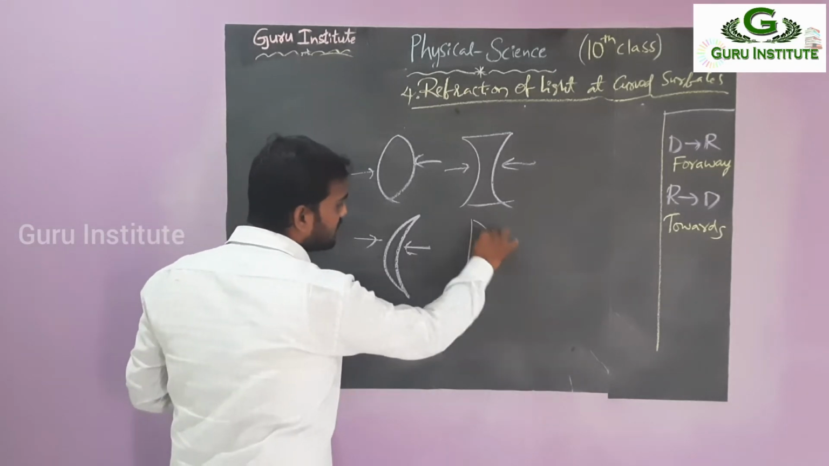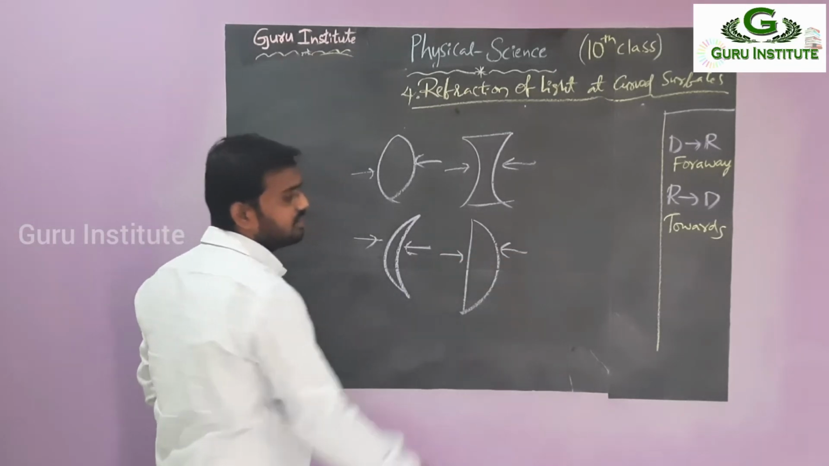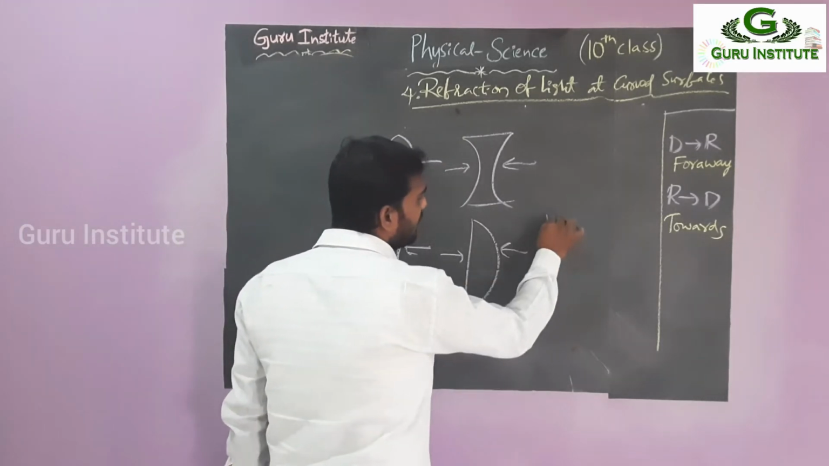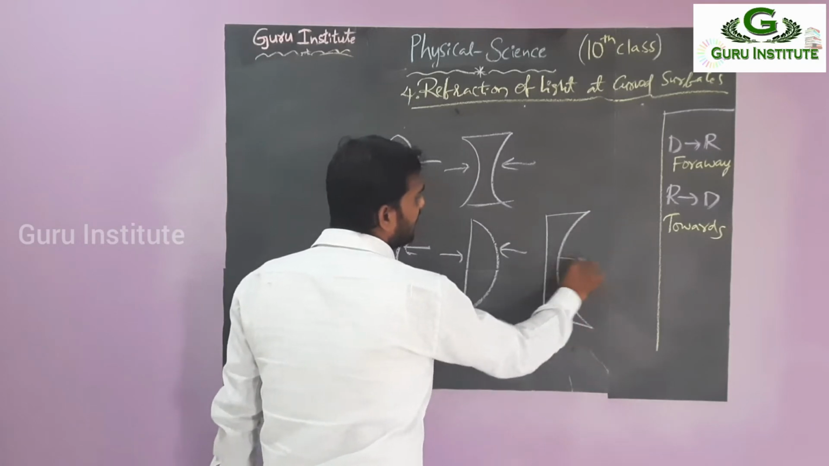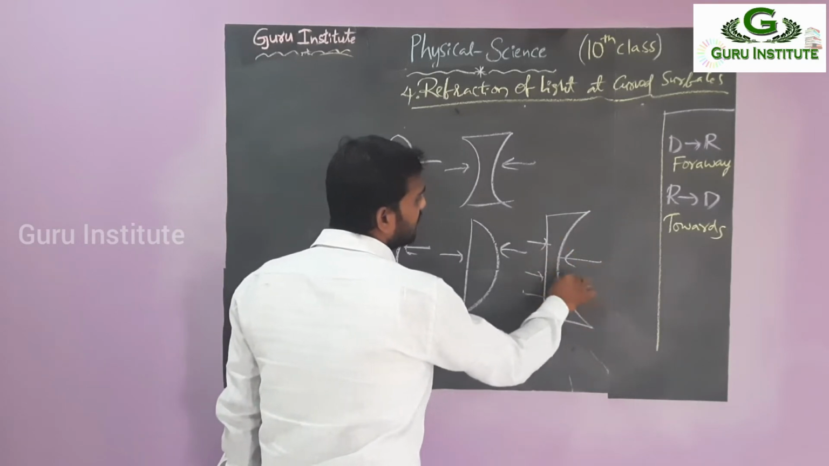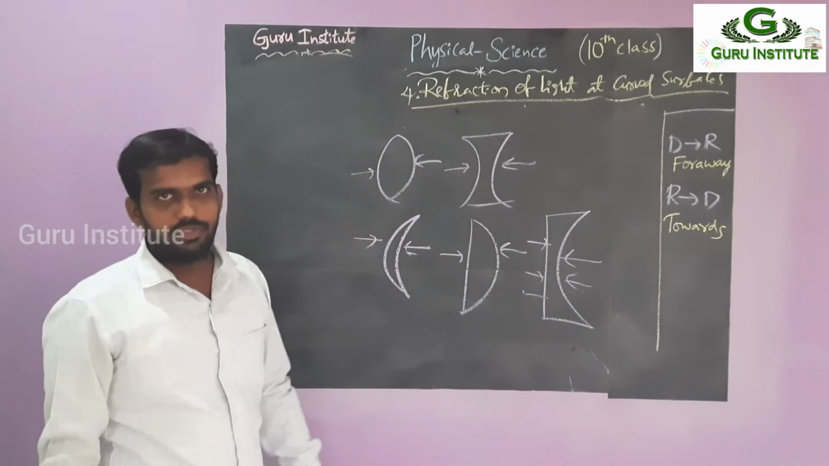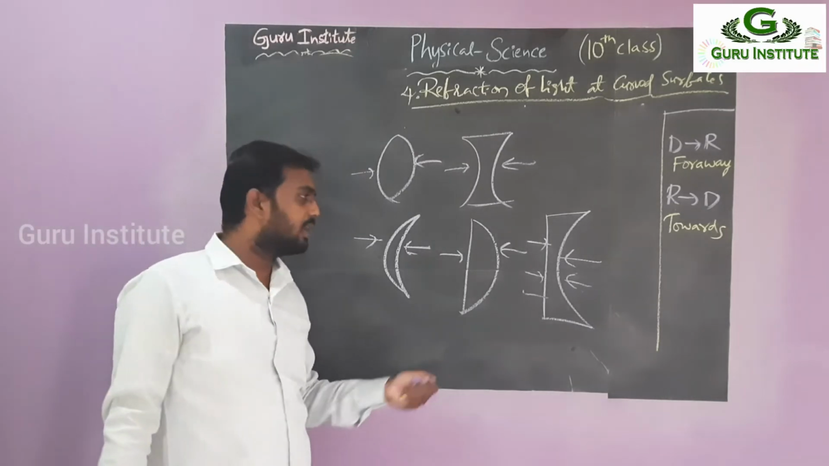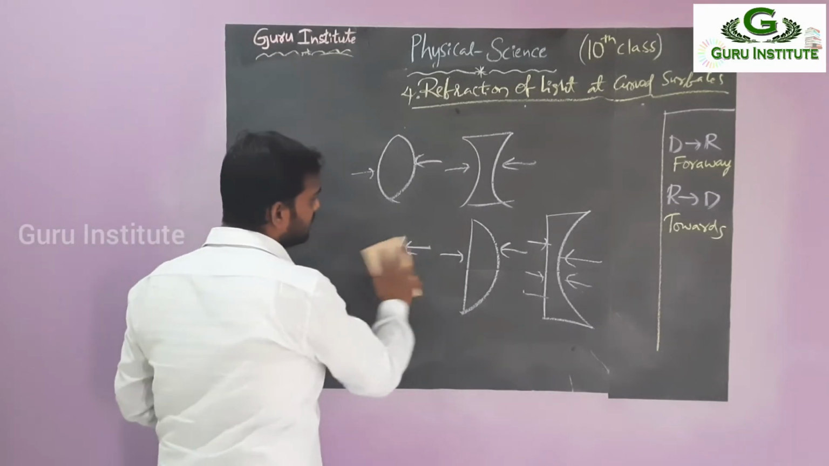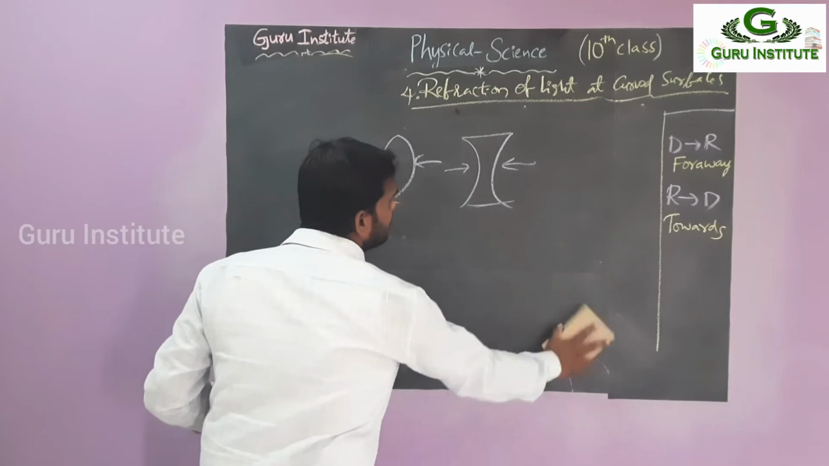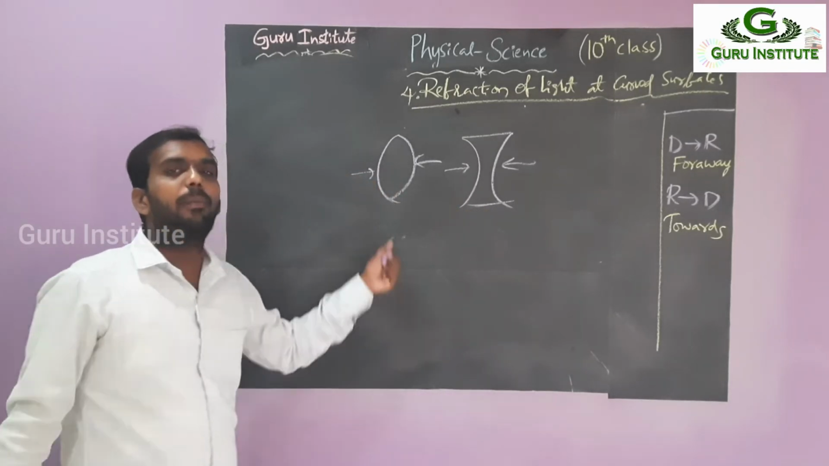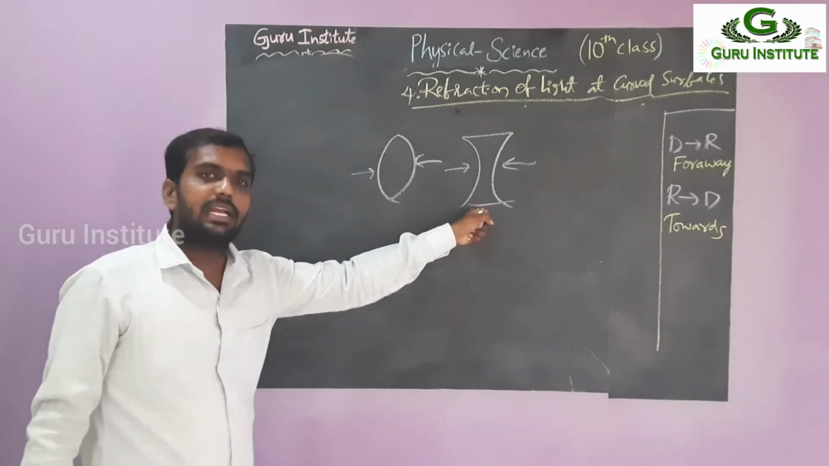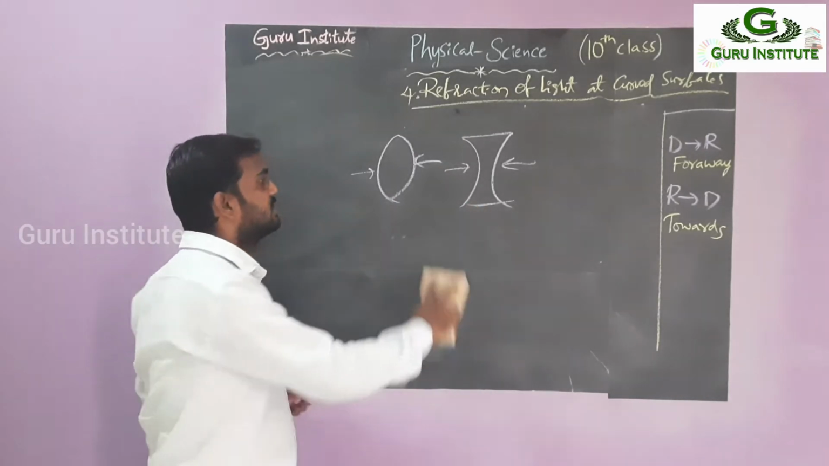One side plane and one side convex shape is there. This is plano convex. One side plane and other side concave. This is called plano concave shape. These are the 5 types of lenses. But in the chapter or in any application, we need not use these 3. We are using only these 2. That's why this is called biconvex or simply convex lens, and this is called biconcave or simply concave lens.